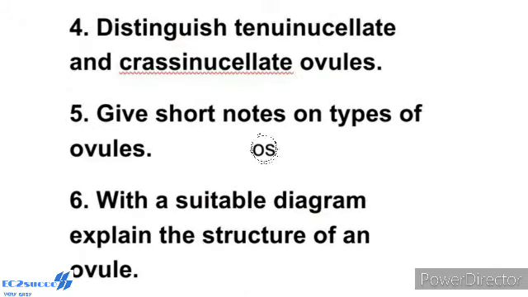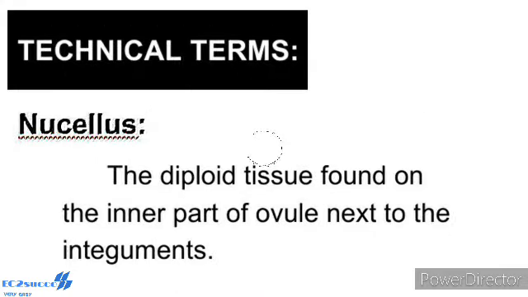Fourth question, distinguish between the tenuinucellate and crassinucellate ovules. Fifth question, give short notes on types of ovule. Sixth question, with a suitable diagram, explain the structure of an ovule. It's a very important question. The technical term, one of the major portions, nucellus. Nucellus is a diploid tissue found on the inner part of the ovule next to the integuments.